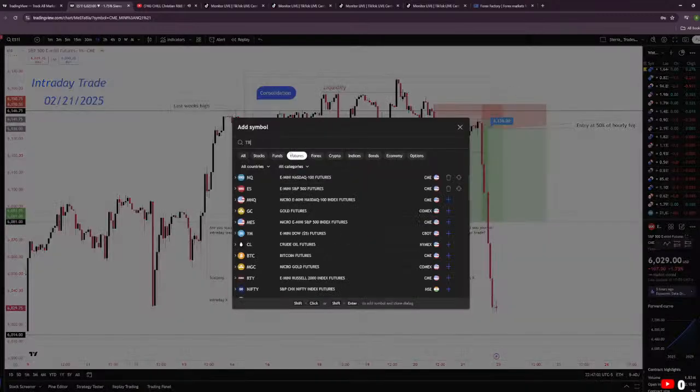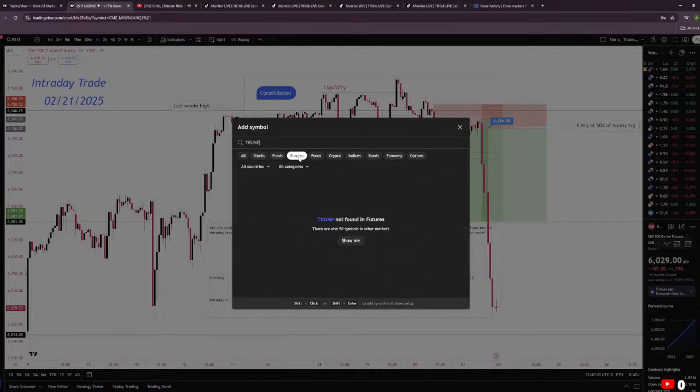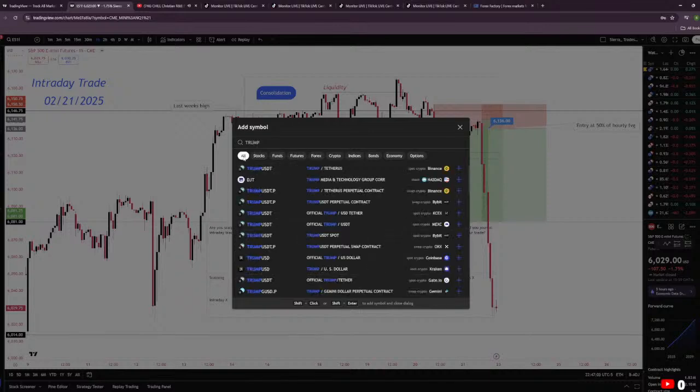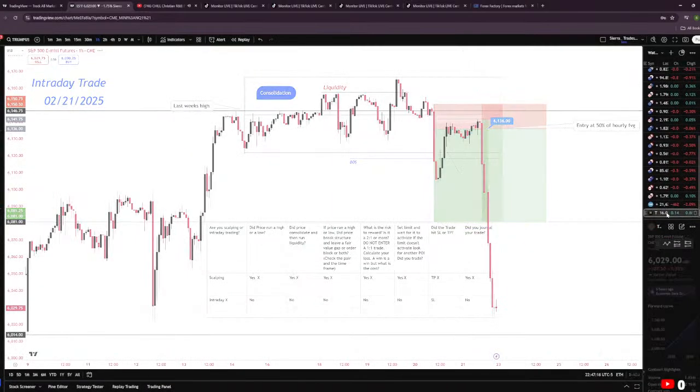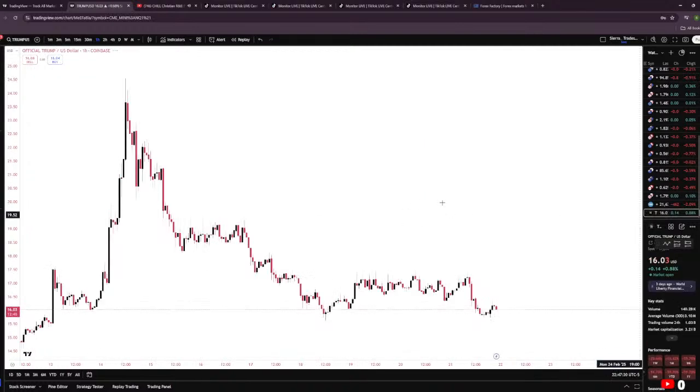I'm gonna check my Trump coin real quick because I have not checked it all week. And I noticed it's been bouncing around the $17 area and it's getting on my nerves. Like, why don't you just go ahead and buy already? Yeah, it was just consolidating. This is ugly.